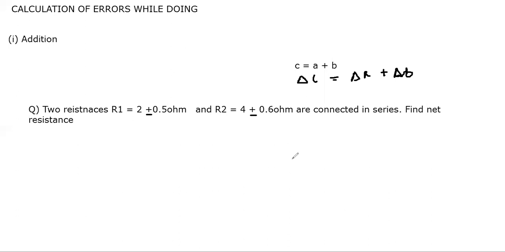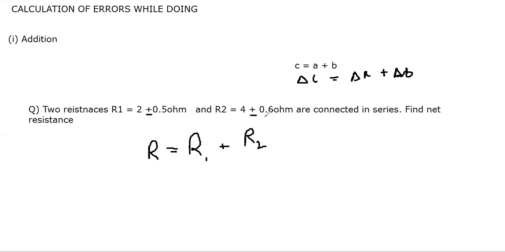Now, here's a sample question for you all. There are two resistances, 2 plus minus 0.5 and 4 plus minus 0.6, and they are connected in series. You have to find the net resistance. Now, in a series combination, you all know that total R is given by R1 plus R2. This is the way we solve series combinations of resistances. Now, you have to put in the values, 2 plus minus 0.5 and 4 plus minus 0.6, and they are getting added.